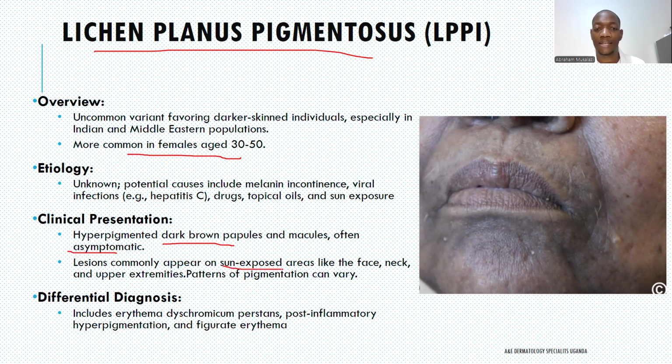seen on the sun-exposed areas. The scalp, the face, the neck, and the upper extremities are commonly affected, and you have to distinguish it from erythema dyschromicum perstans, which usually starts in the neck, and the fractures, and post-inflammatory hyperpigmentation, or even figurate erythemas. As you can see here, this hyperpigmentation that we see here, that is your lichen planus pigmentosus. So it is one of the facial dyschromias that we usually see. Facial dyschromias are one of the hard things in dermatology to diagnose and reach a conclusion.